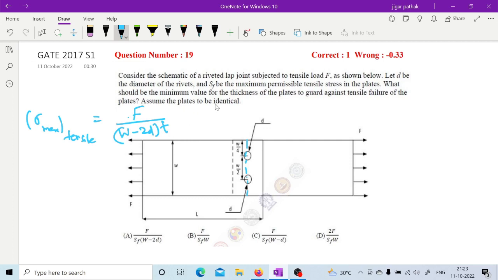Then the maximum permissible tensile stress is SF. So it must be less than or equal to this maximum permissible stress. Then only can we say this plate will not undergo failure. So F upon (W minus 2D) into T must be less than or equal to SF. Now what should be the minimum value of this thickness? T must be greater than or equal to F upon SF into (W minus 2D). So this is the answer.